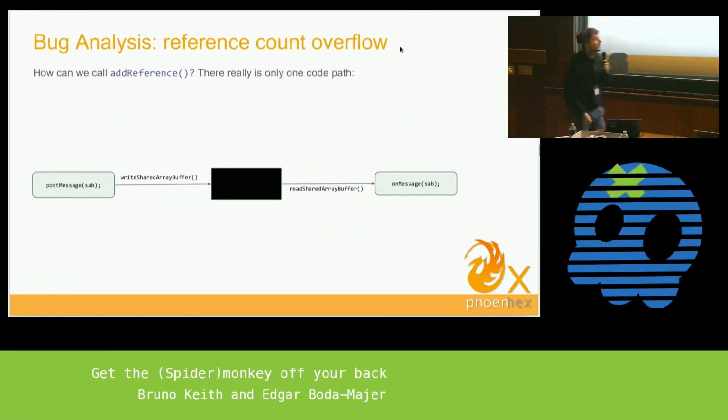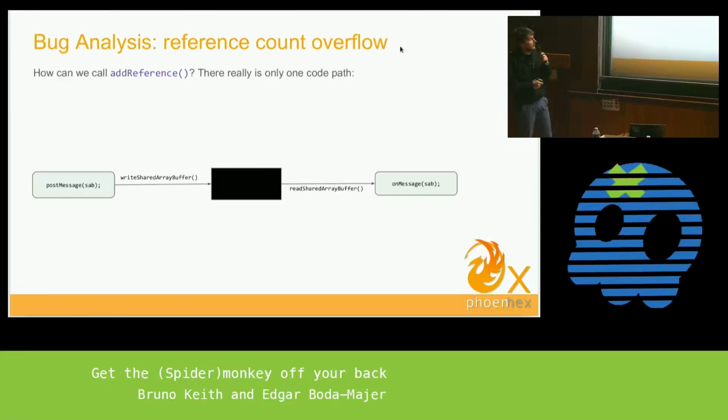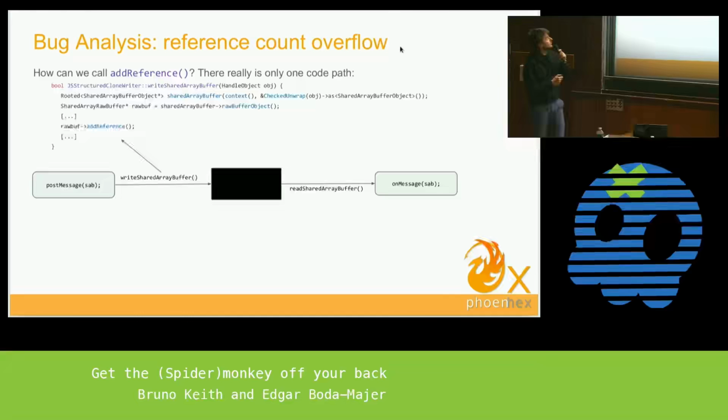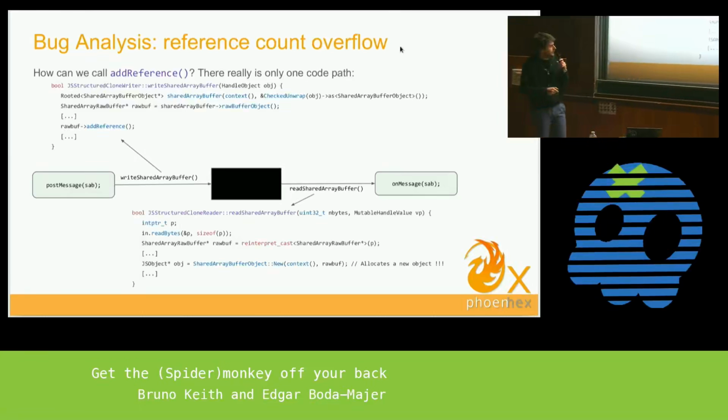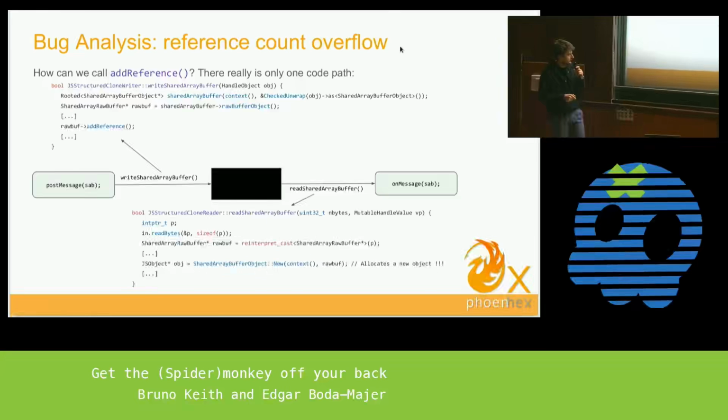But in fact, it's not that easy, because if you think about how we can call add reference, there is only one way to call it, via this postMessage, as I've already said. The way postMessage works, it will serialize the buffer via this write shared array buffer. And in this write shared array buffer, there is an add reference, as expected. Then it will go through some black box and get transferred to the worker thread, where it will get deserialized via the read shared array buffer. If you check the code of the read shared array buffer, you can see down here that it will read in the serialized data, and then down here it will in fact allocate a new shared array buffer object. And these two are always linked together in the Firefox browser. You cannot call just this method without this one being called. So every time we call add reference, it will also allocate a new shared array buffer object.